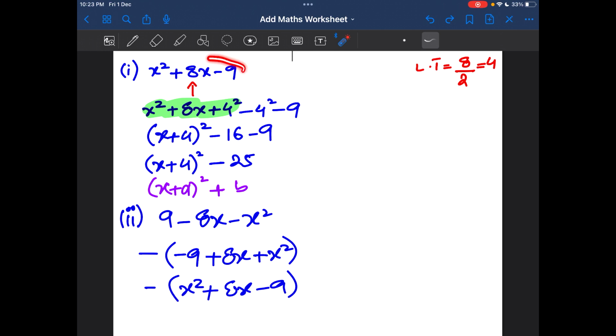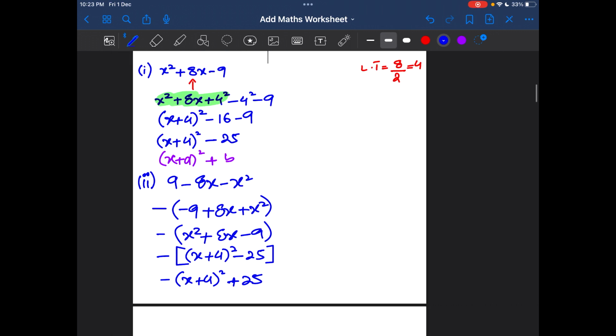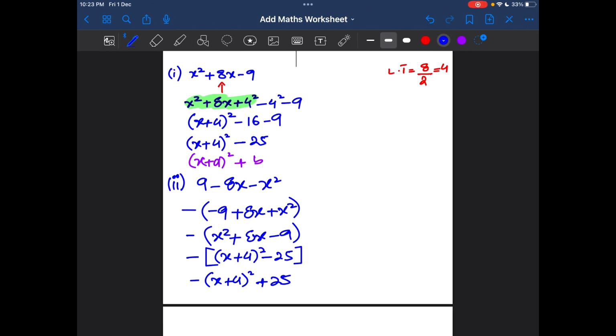Now that you have converted the expression in part 1 into a completing square form, you can also convert this expression into a completing square form. Sir, why are you doing this? I'll let you know. Just convert this for now into a completing square form. So minus multiplied by the bracket becomes minus x plus 4 whole square, and minus multiplied by minus 25 becomes plus 25.